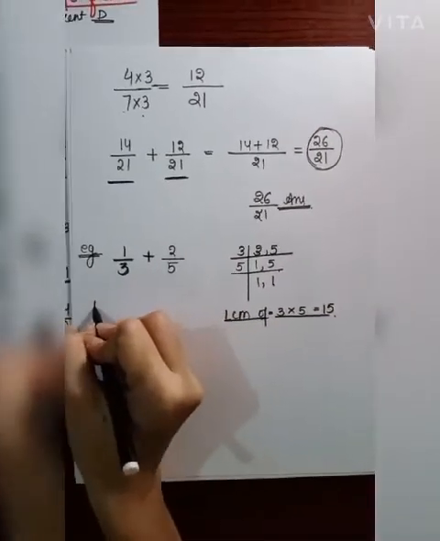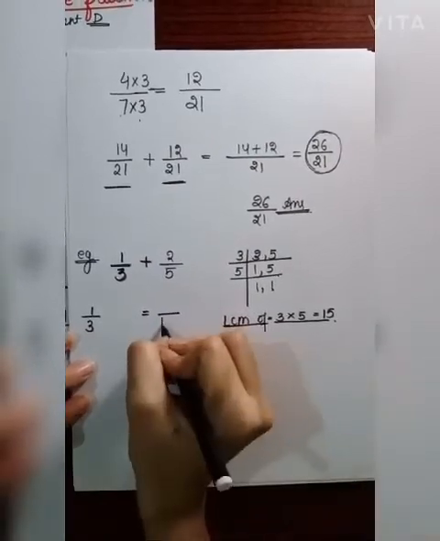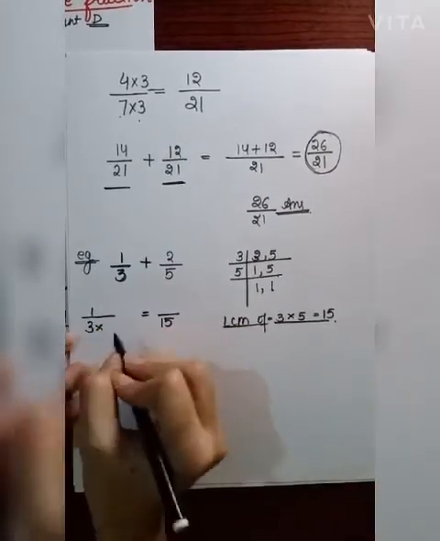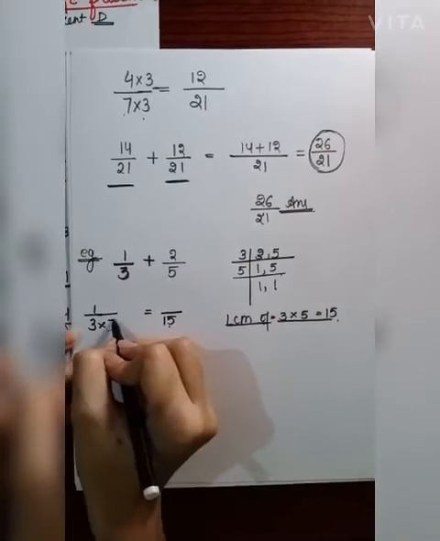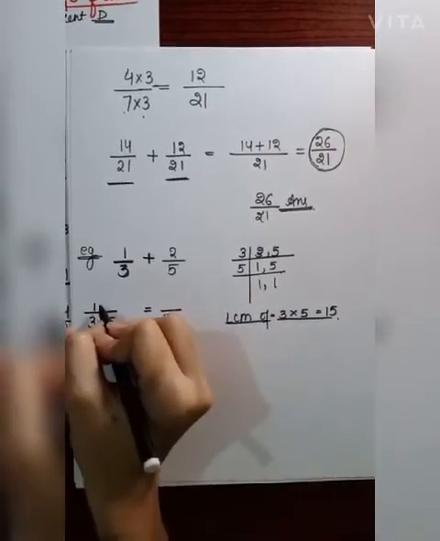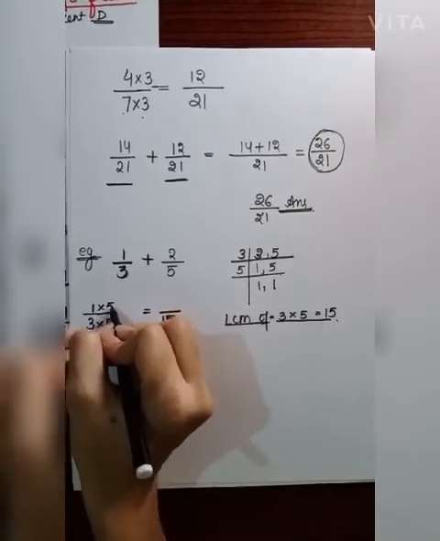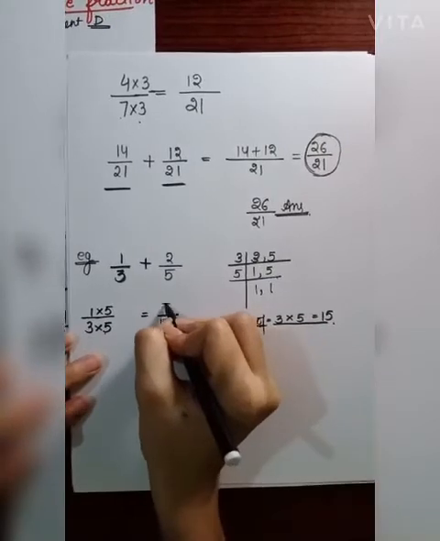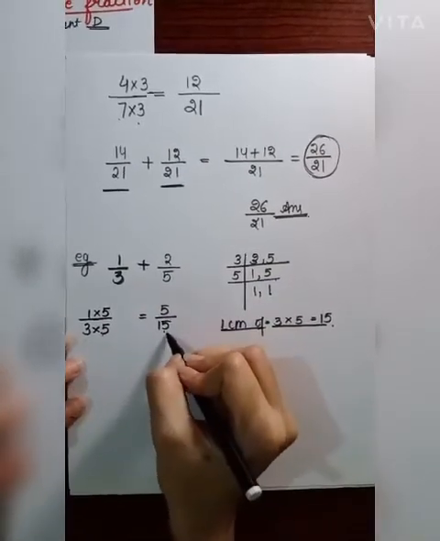What we have to do? We have to make the denominator of each fraction 15. To make the denominator 15, we have to multiply the 3 by, yes, correct, 5. And since we have multiplied the denominator by 5, we have to do this in the numerator also. Our 1 upon 3 has become 5 upon 15.